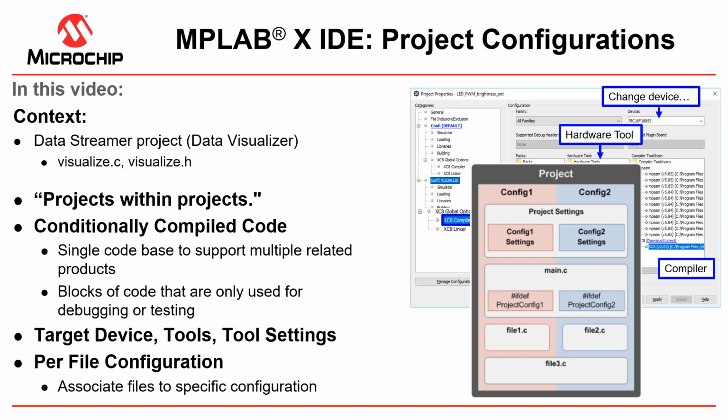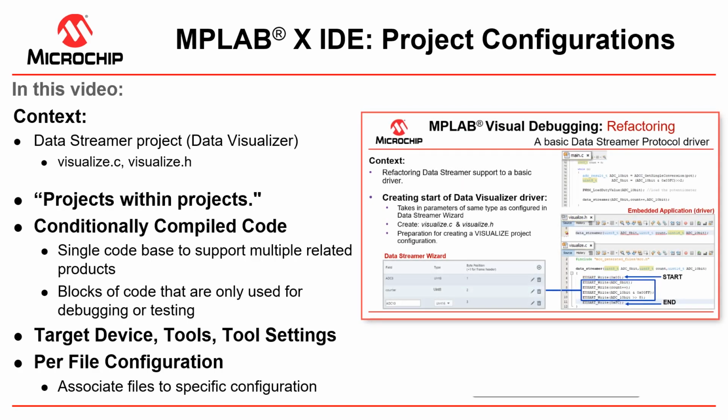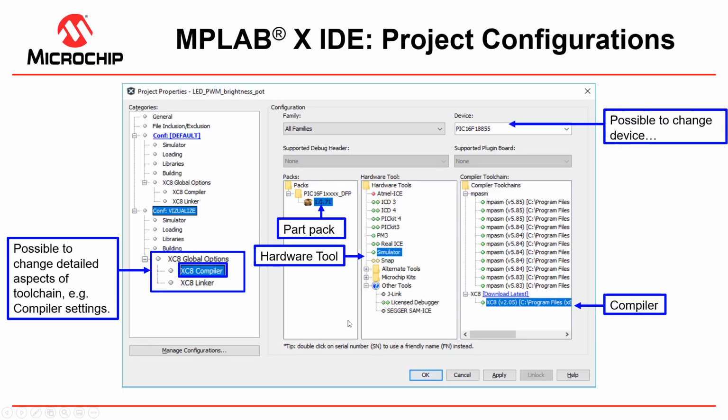And that's the kind of thing that we're going to be doing in this video, because we have a context of the data streamer project with data visualizer, and so we're going to conditionally include visualize.c and .h depending on the project configuration. And essentially what we're going to see here is that all the decisions you made when you created a project, you get a choice per project configuration.